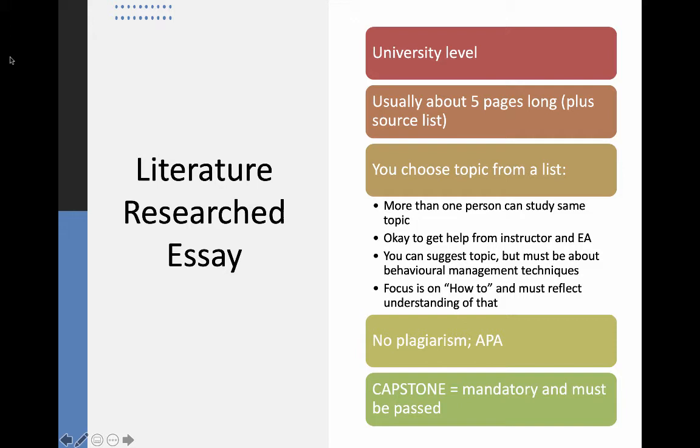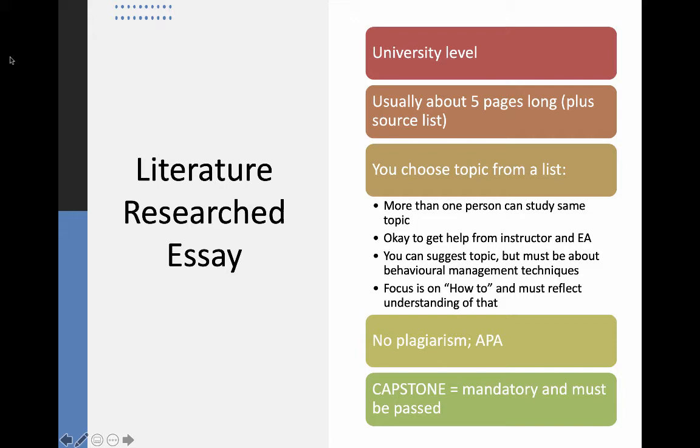When you graduate from this course, not only do I want you to be proficient in these tools, the behavior management tools, but I also want to know that you can write a university level paper, and that's the outcome we're looking for here. For most students, this paper is about 5 pages long in terms of the content. That doesn't include the sources list afterwards.